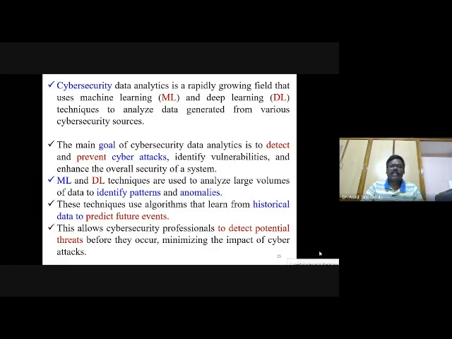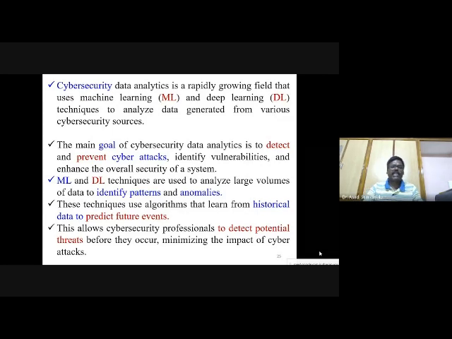The main goal of cyber security data analytics is to detect and prevent cyber attacks, malicious attacks, and vulnerabilities, and to enhance the overall security of a system, such as a server or data center. That's why machine learning and deep learning techniques are used to analyze large volumes of data, that means a huge volume of data, to identify patterns, combinations, threats, vulnerabilities, and anomalies.